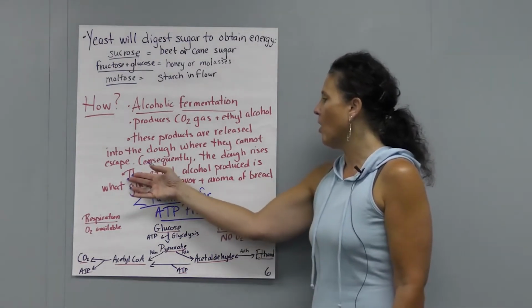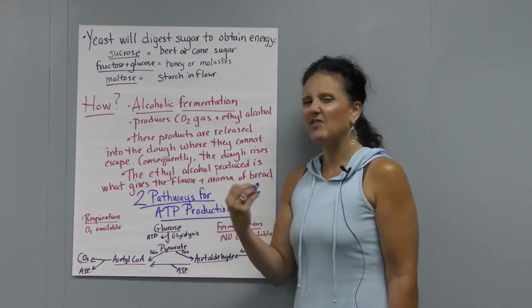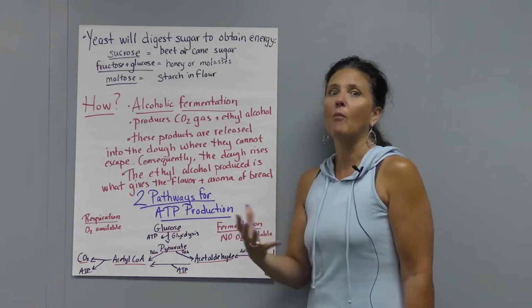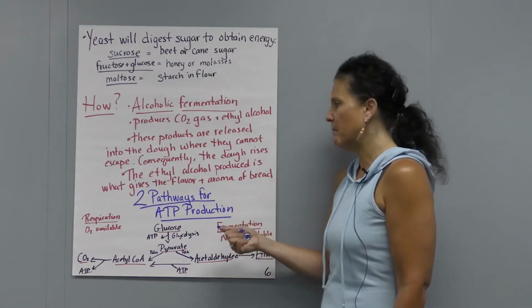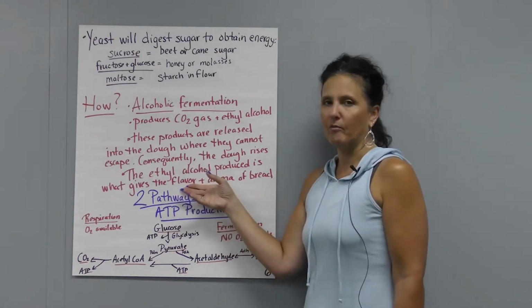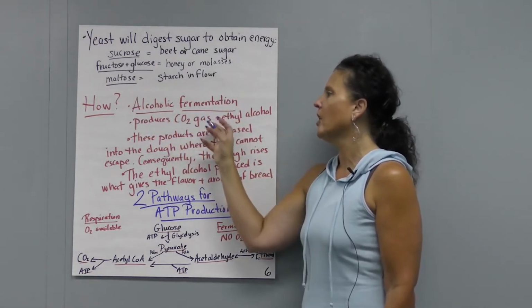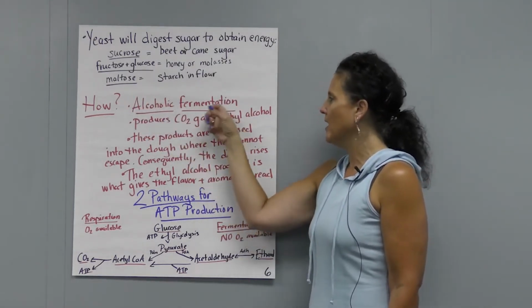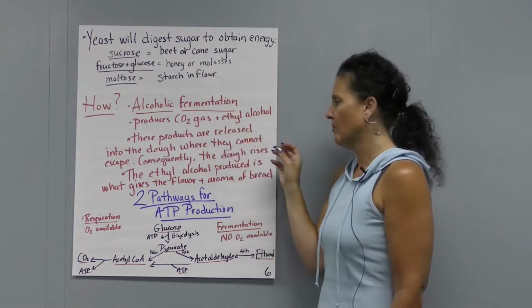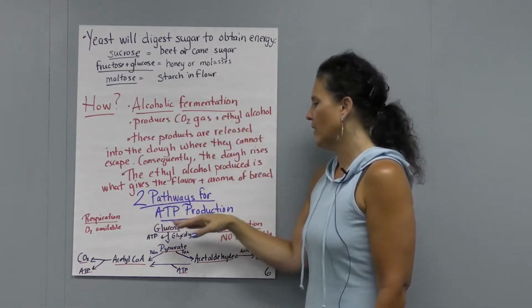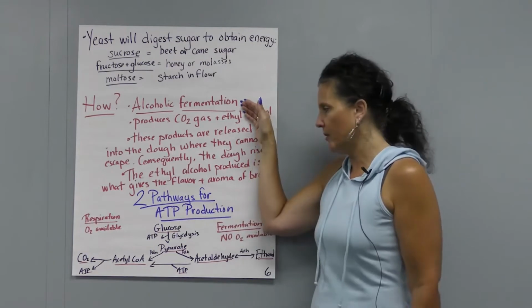That's what we're looking for in our bread. The ethyl alcohol produced gives that bread that distinct aroma that we all like when we smell it baking, and the flavor of bread. So these two byproducts of this alcoholic fermentation help to raise the bread and help to give the bread its flavor, right? There are two pathways for ATP production in alcoholic fermentation.